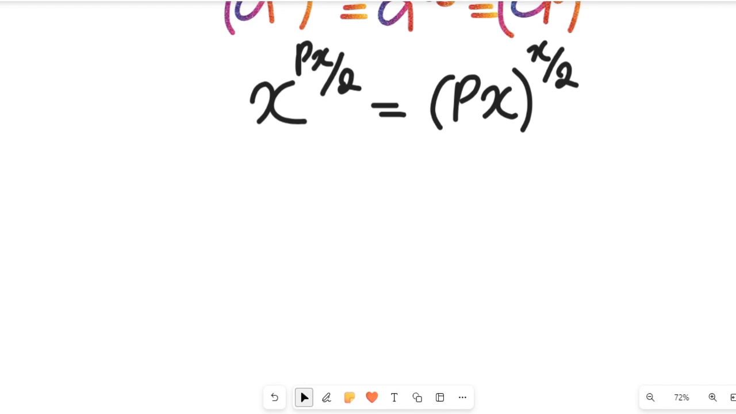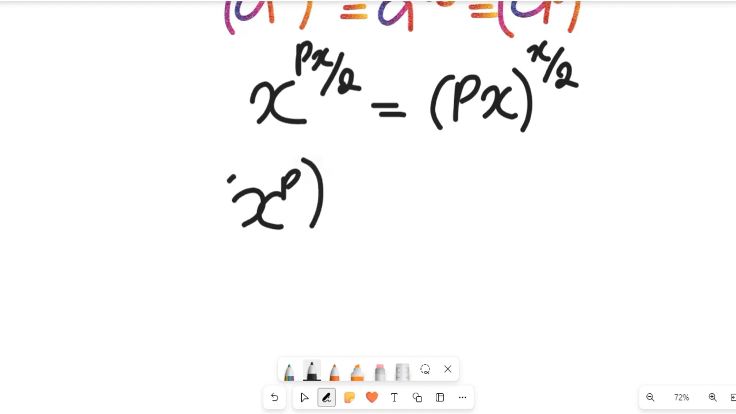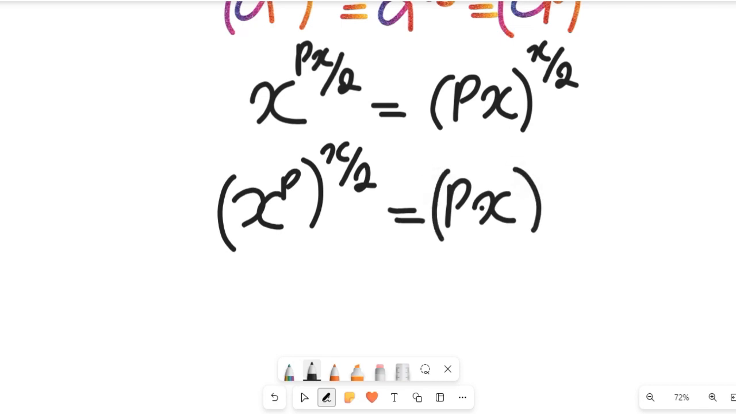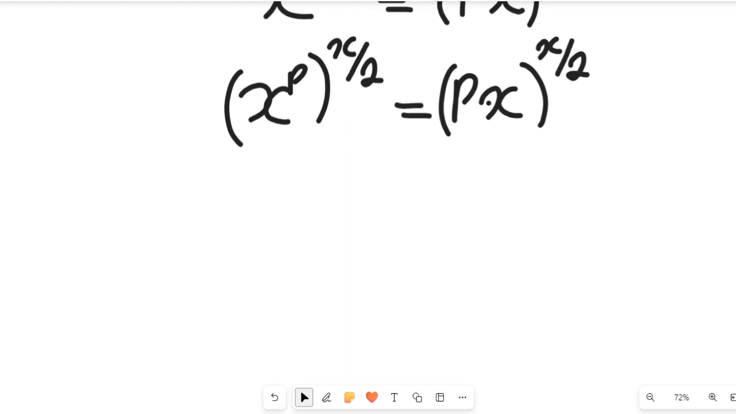I will simply apply that same law of indices I have over there. And if I apply that law of indices, I can simply separate this to become x to the power of p, multiplied by x divided by 2, and this will be equal to p multiplied by x all to the power of x divided by 2. So that way, I now have the same power up there. Now to clear that power, all I'm going to do is to multiply both sides by the power of 2 divided by x.